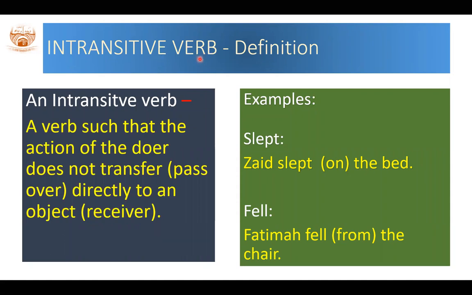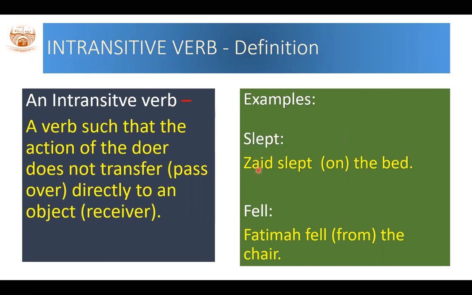So let's revise firstly the understanding of it from English, and then you see the applicability of it in Arabic. So first of all, the term itself, intransitive, or looking at the word within it, transitive, it shows that something transfers from one thing to the next. It passes over. So when we say intransitive, in gives a negative type of meaning. So we say here an intransitive verb is a verb such that the action of the doer does not transfer or pass over directly to an object or a receiver. So it cannot pass over. So we'll say that verb is an intransitive verb.